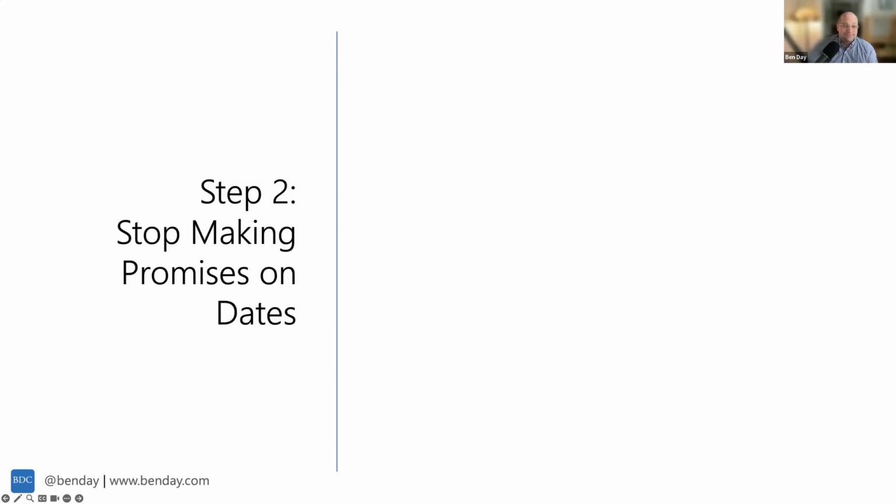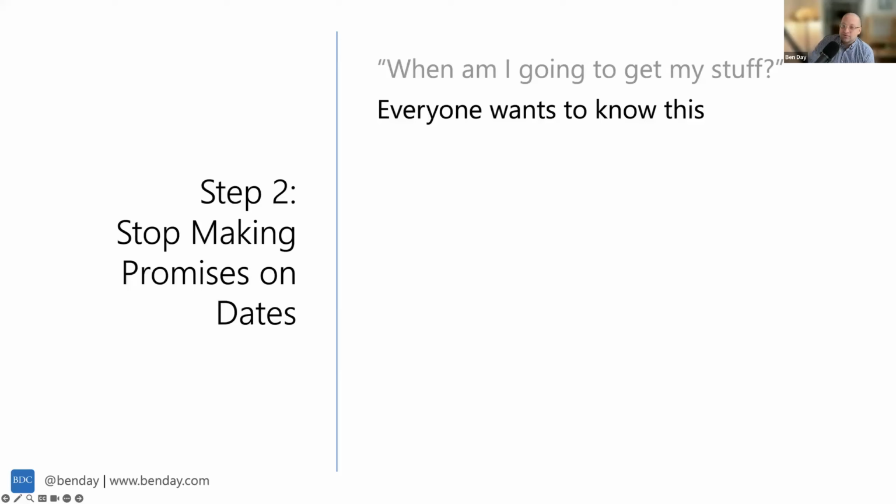Step number 2, and I know I just said a second ago, choose words with motion and talk about what you're going to do as opposed to what you're going to stop doing. And I know I'm instantaneously violating that. So stop making promises on dates. So when am I going to get my stuff? Everyone wants to know, when am I going to get my stuff?